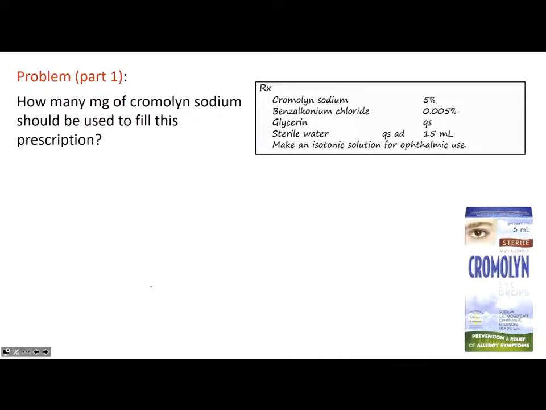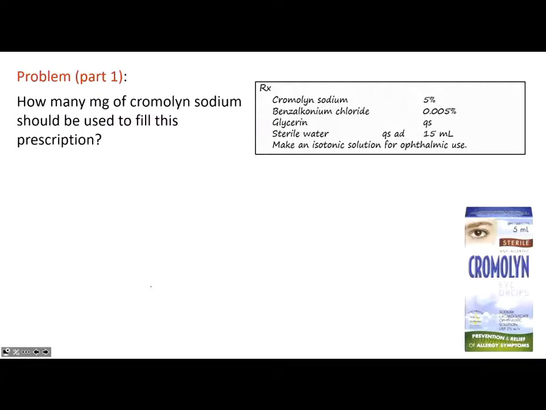Prescription calls for 5% chromoline, which is our active ingredient. We also need benzalkonium chloride at 0.005%. Be careful with your numbers when you do these small numbers. What the heck's benzalkonium chloride for? I think we've talked about this before. Do you know what it's used for? It's really low amount because it's a preservative. We're using it to keep any sort of bacteria from growing in our eye drops. So again, a small amount of benzalkonium chloride to prevent bacteria from growing in our formulation.